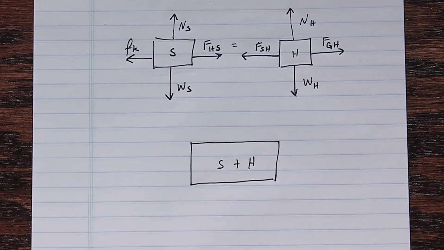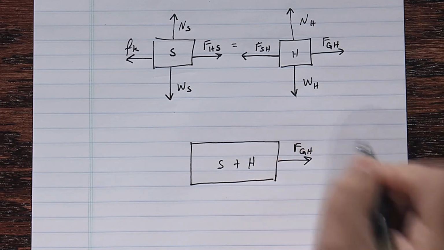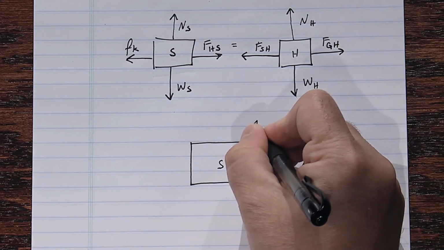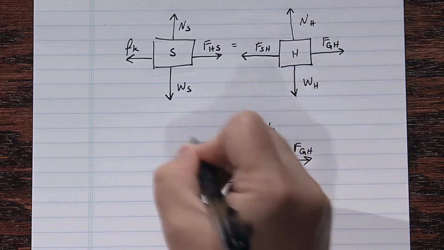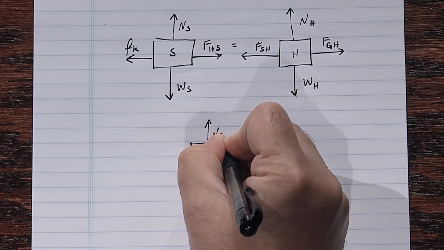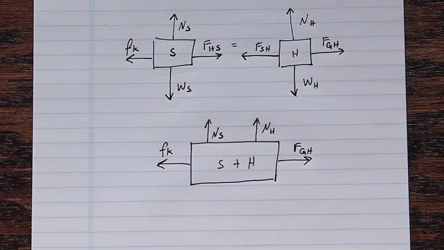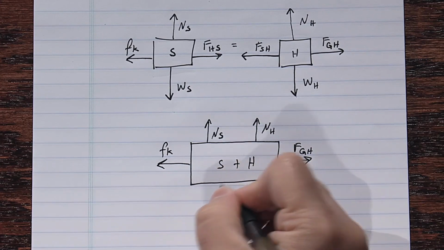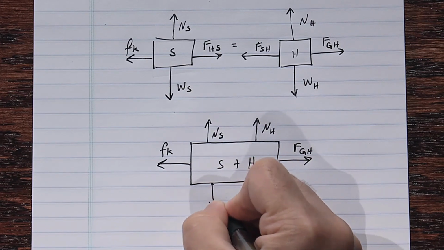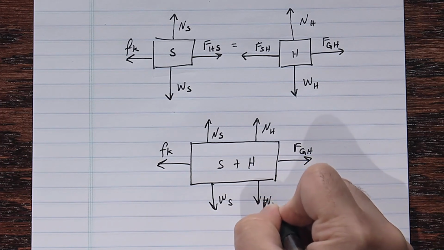Well, if we consider the horse plus the sleigh as an object, we have all the same forces. We have the force of the ground on the horse. We have the normal force on the horse. We have the normal force on the sleigh. We have kinetic friction pulling on the sleigh, now pulling on the sleigh plus horse. We have the weight of the sleigh, and we have the weight of the horse.